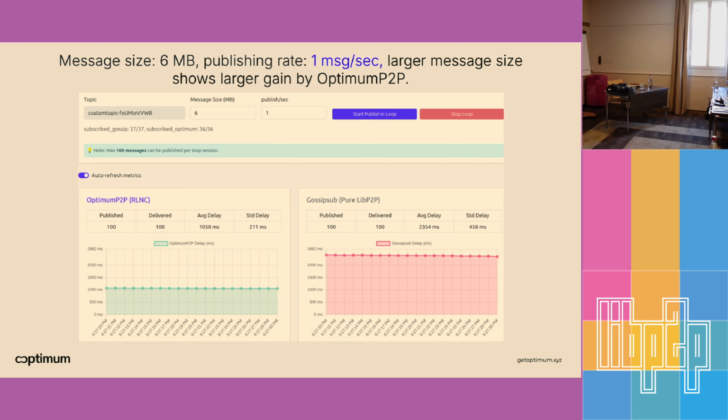And here you have optimum P2P versus gossip sub. We have about 100 nodes all throughout the world. I think this was done with about 60 nodes. I forget, but I could be wrong, maybe it was 50. So what you see here is your message size is 6 megabytes, one message per second, and you can see the delay and the standard deviation. Okay, so much smaller delay and much smaller standard deviation.